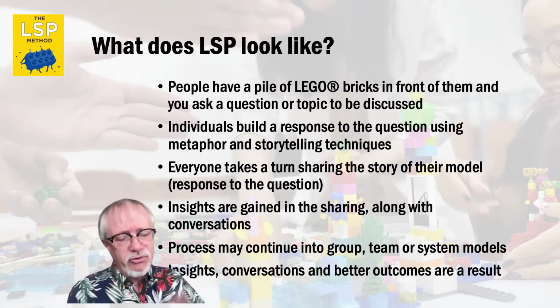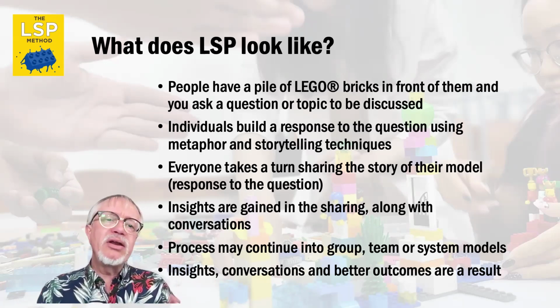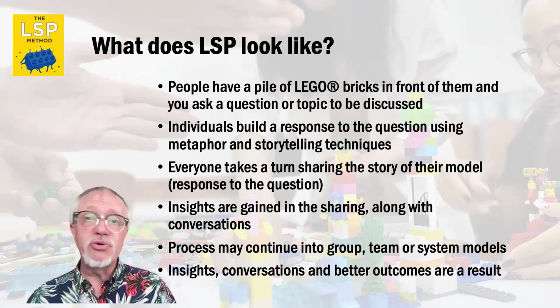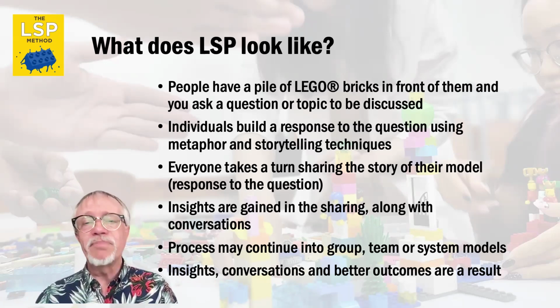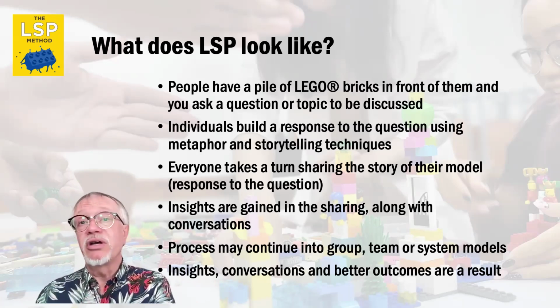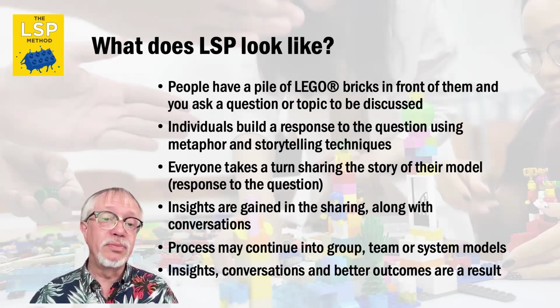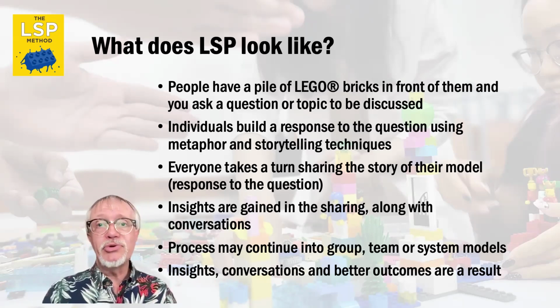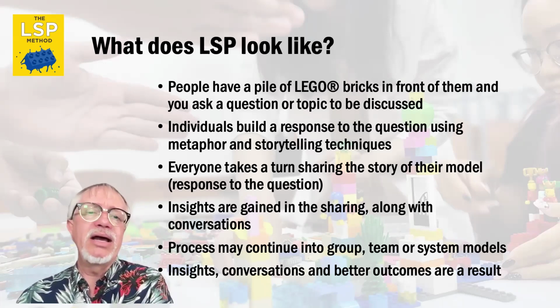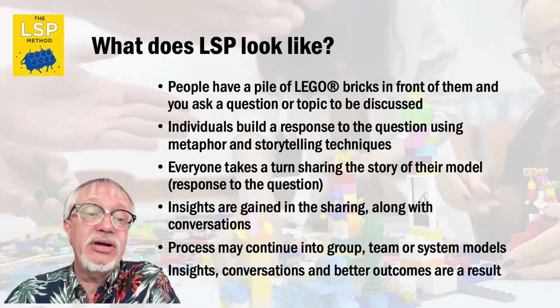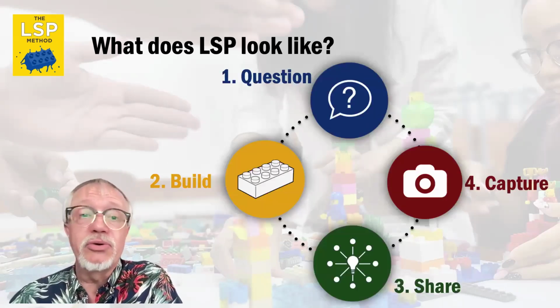Now, once you've done the individual share, then that's where you go to the next stage, where it might be with a group or a team, depending on the situation, and then going on from there into what we call a system level model. And all the way through this, there are insights and conversations that are happening. And ultimately, there should be better outcomes as a result.